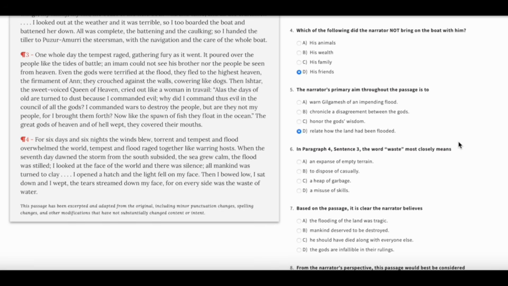Yes, it is. Yeah, then I bowed low, right? So I want you to read that sentence. Start by reading the whole sentence and plug in answer choice A for waste. All right. Then I bowed low. I sat down and I wept. The tears streamed down my face, for on every side was an expansive empty terrain of water.